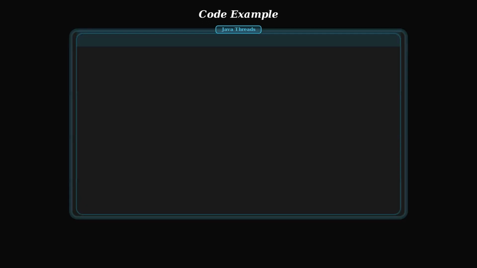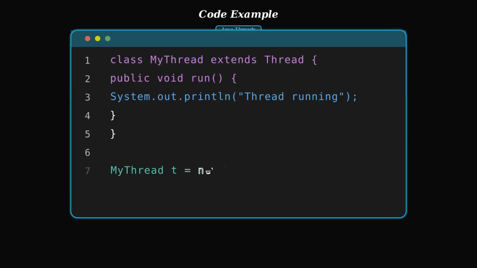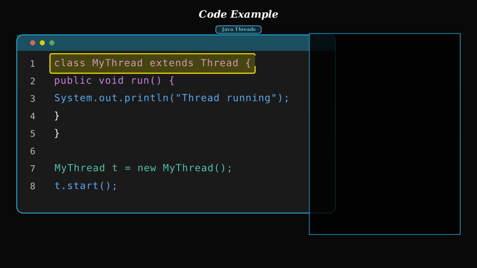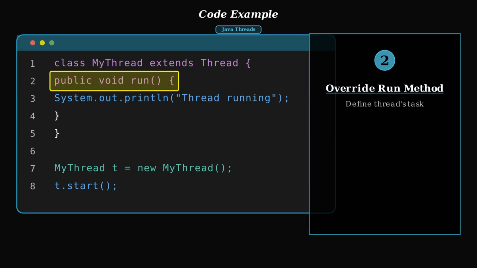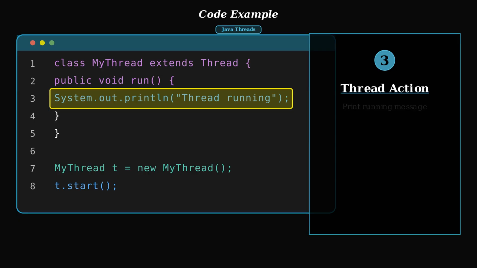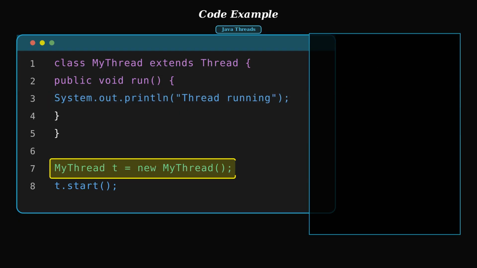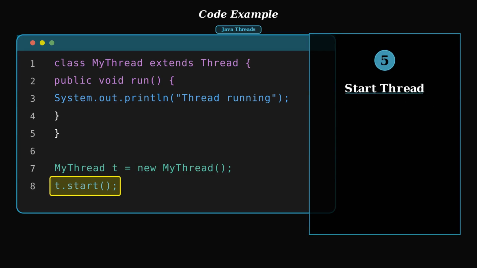Let's see how to implement Java threads in code. Here is the implementation. Extend Thread class. Create custom thread class. Override run method. Define the thread's task. Thread action. Print running message. Create thread. Instantiate thread object. Start thread. Begin execution. Now let's see the output of this code.